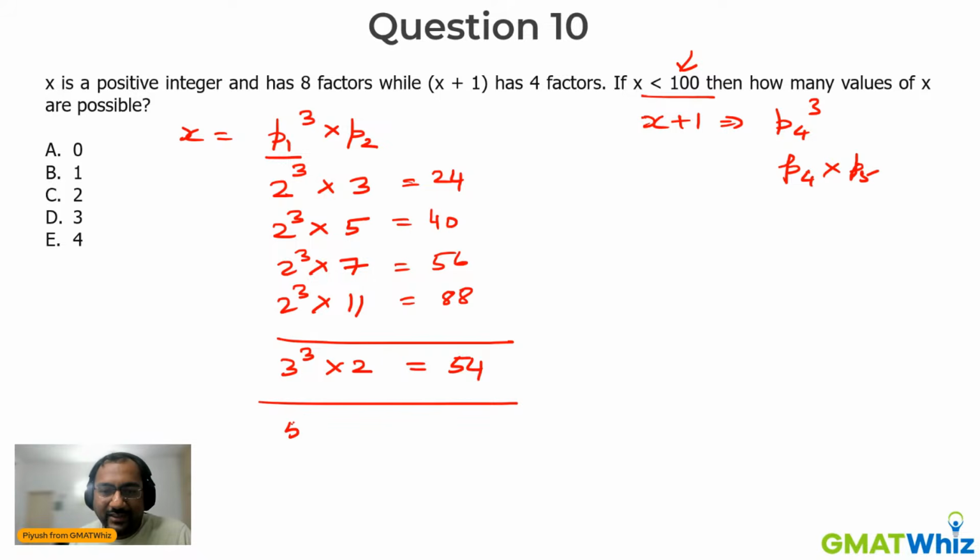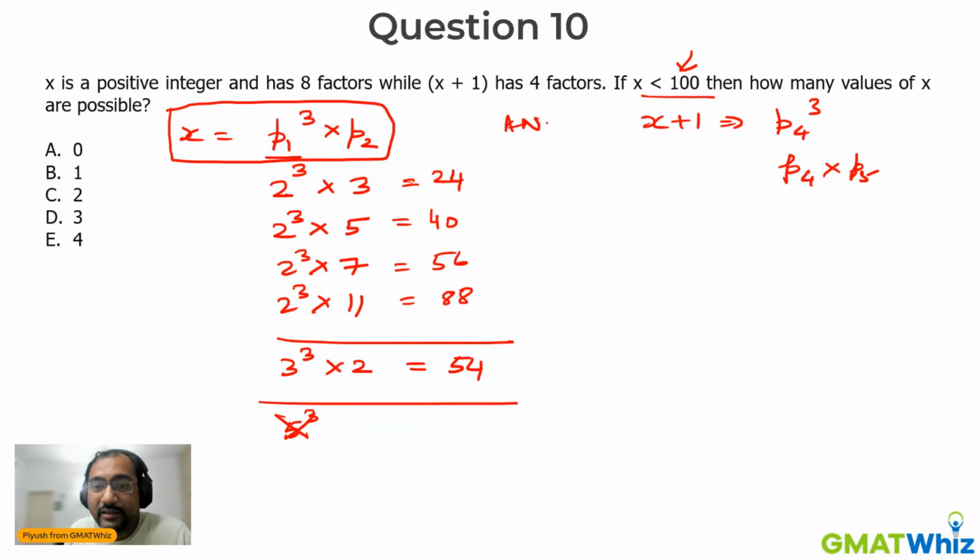Now, if I try with 5 cubed instead of 3 cubed, that itself is 125. So this doesn't work. So there are 5 possible values of x: 24, 40, 56, 88, and 54, which fit this format. But I also have to make it fit the other thing, which is x plus 1 should be of the form a prime number cubed or a product of two prime numbers. So let's see x plus 1 for each of these numbers.